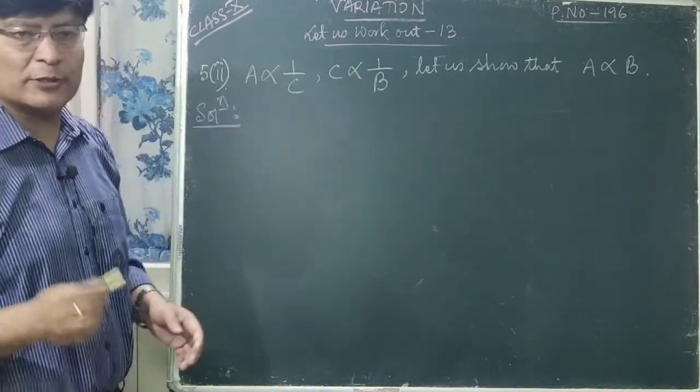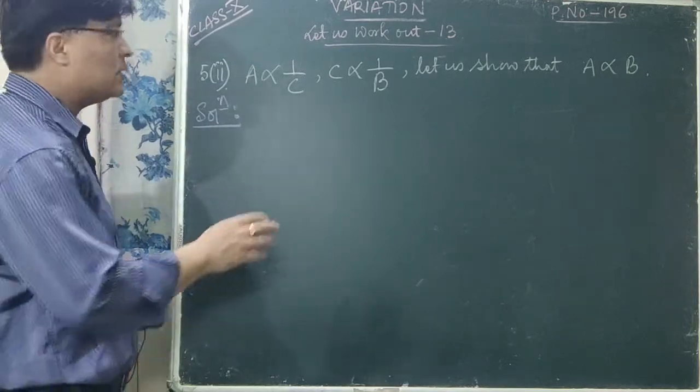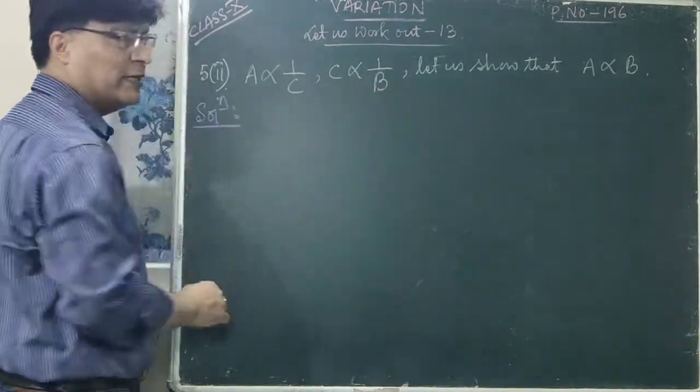त्यसै गरले C is proportional to 1 by B is given out here. That is, C is proportional to 1 by B here also.